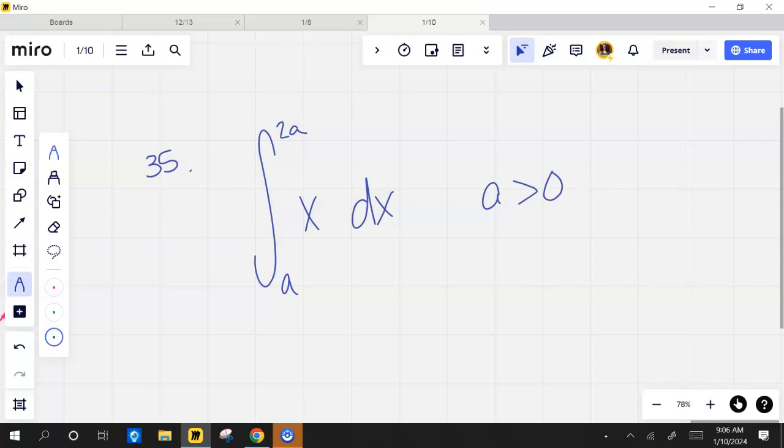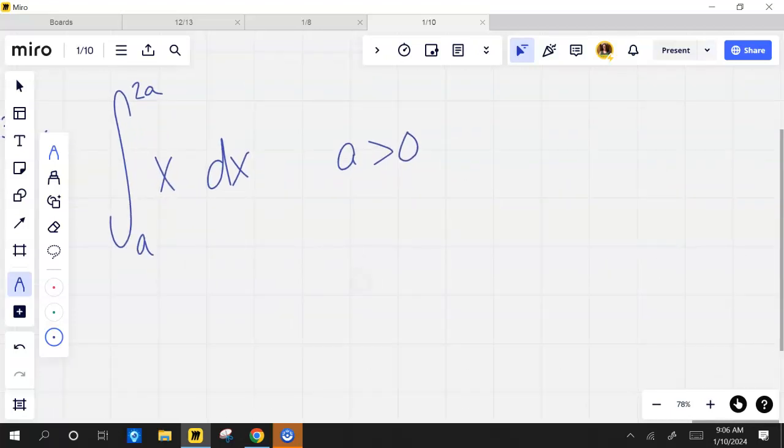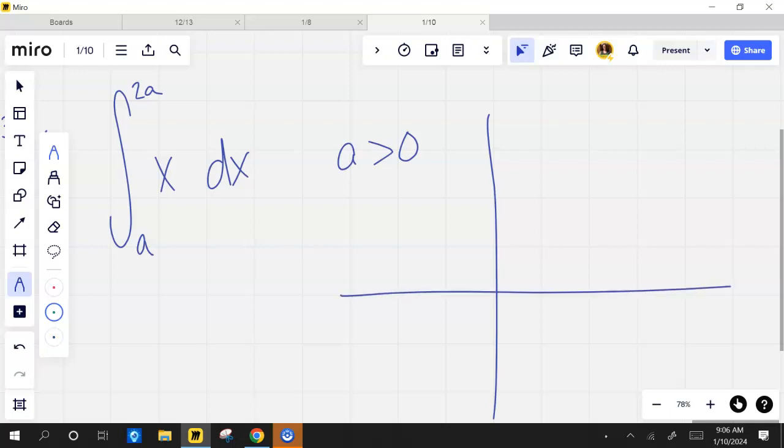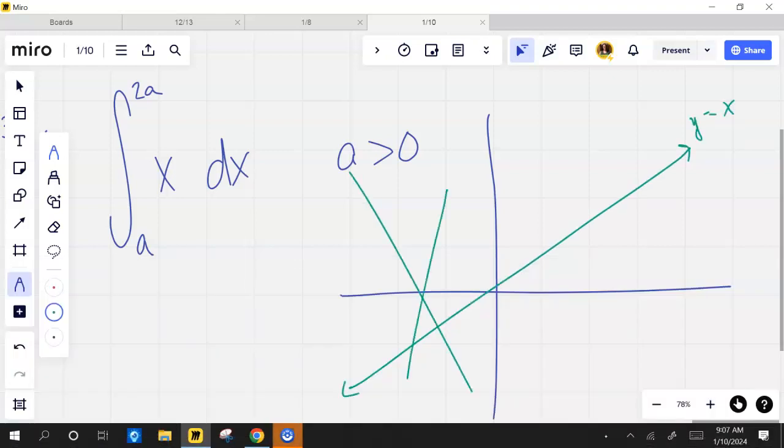Use areas to evaluate the integral. So if I get to use areas, I need a picture because I need to see what I'm working with, right? So the graph of y equals x looks like what? It's just a diagonal line right through the origin, right? And it says a is greater than 0, which means a is positive. So if A is positive and that's my lower and upper limit, I'm sticking on the right side of the coordinate plane. I don't need anything over here because A is positive. Does that make sense?